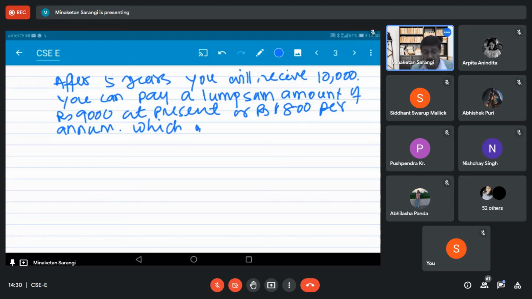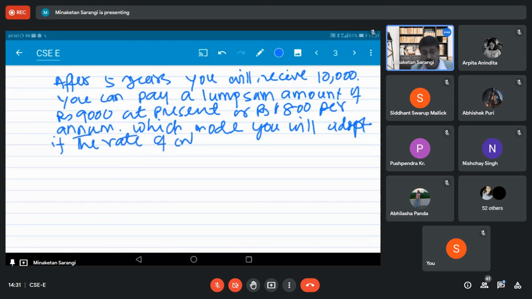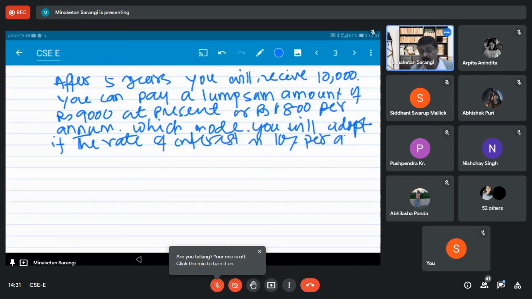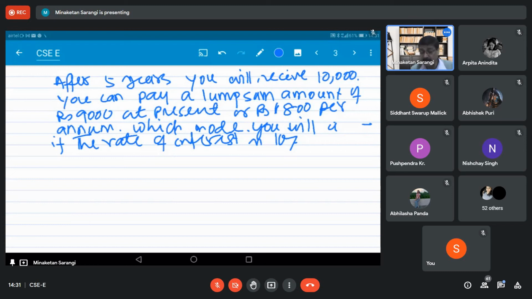Which mode will you adopt if the rate of interest is 10% per annum, or 10% compounded annually?